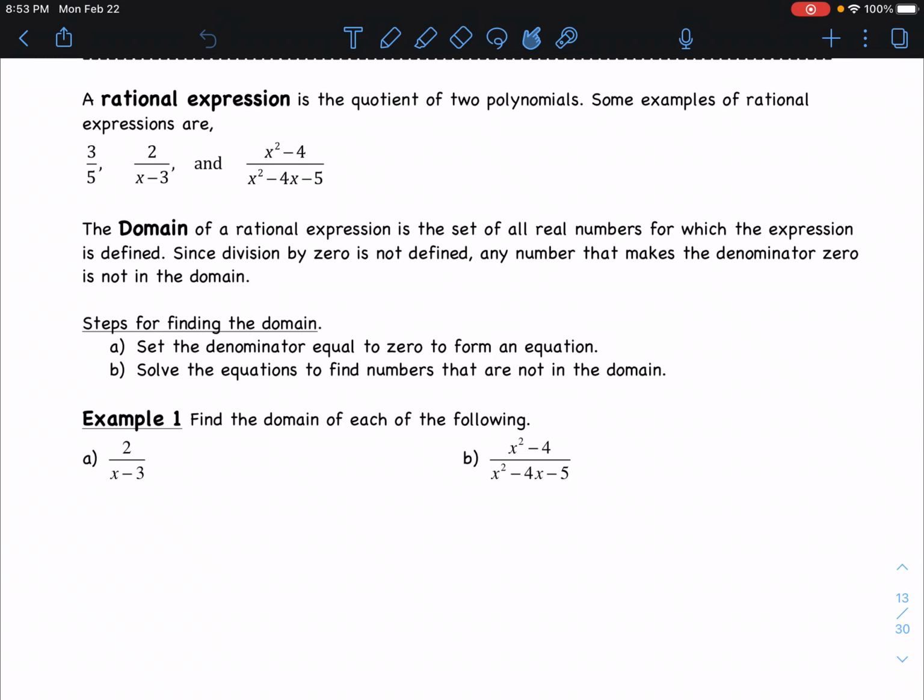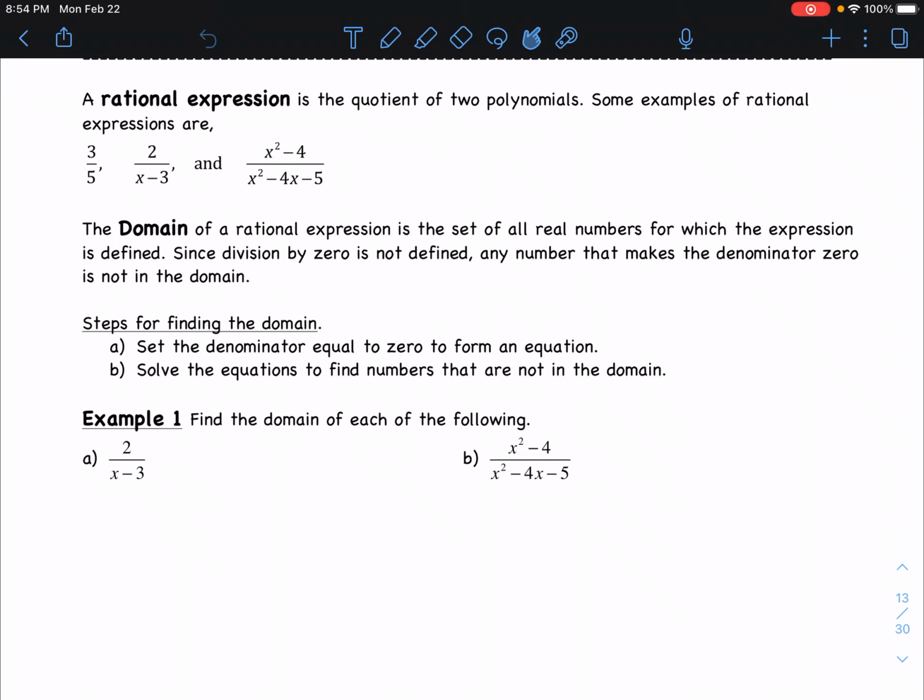just where we can see example 1, finding the domain of each of the following. Now, let's back up a bit to the top of the page. It says here, a rational expression is the quotient of two polynomials, meaning it could be written as a fraction. That's all that means. Some examples of rational expressions are 3/5, 2 over x minus 3, and this third one here.